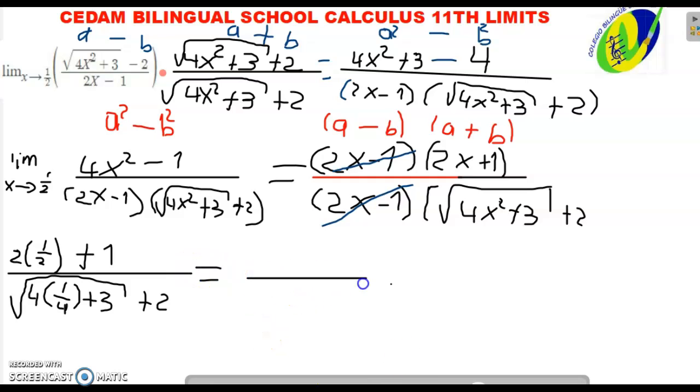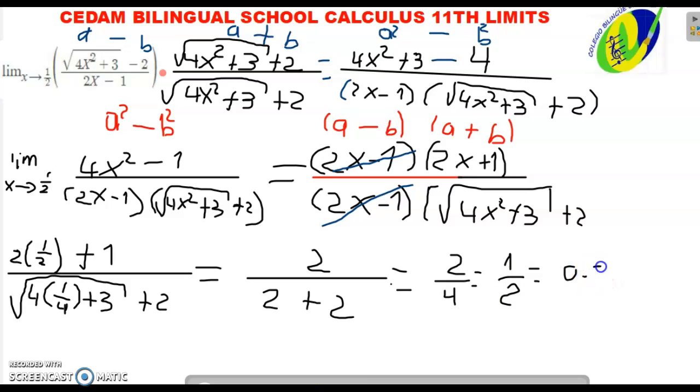Alright, so equals, let's continue here. Okay, 2 multiplied by a half, 2 times 1, 2/2, 1. 1 plus 1, 2. So here we have 2. Now here, 4 multiplied by 1/4, 4/4, 1. 1 plus 3, 4. And the square root of 4 equals 2. And now we add this part, plus 2. Now, 2/2 plus 2, 4, we can simplify this, equals 1/2 will be the final answer. It's the same as 0.5.